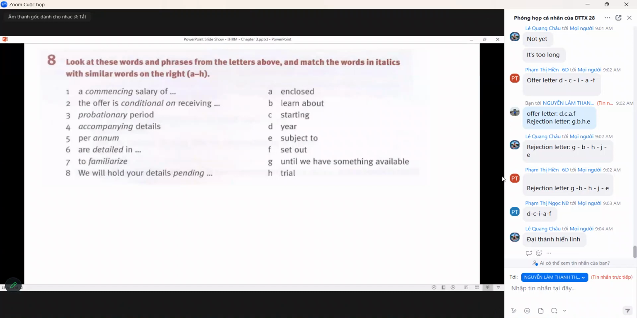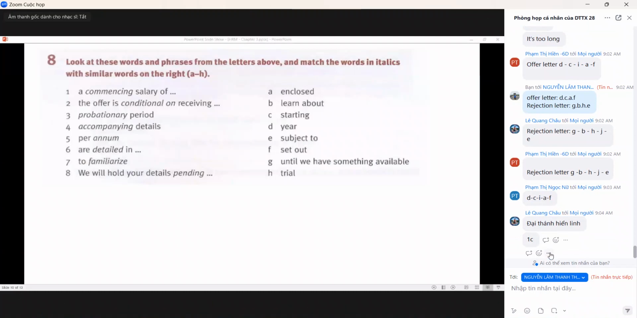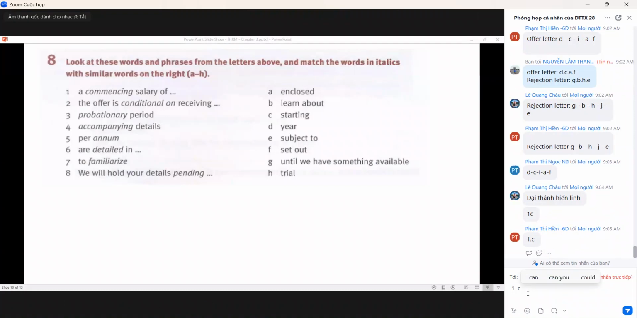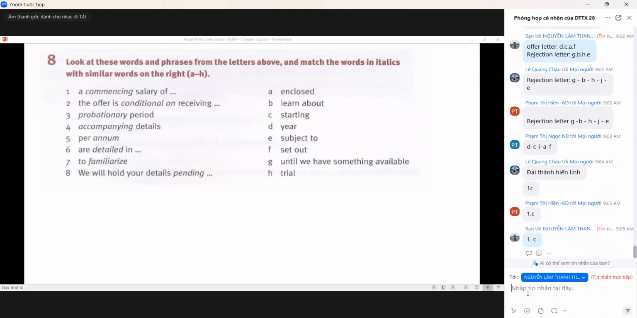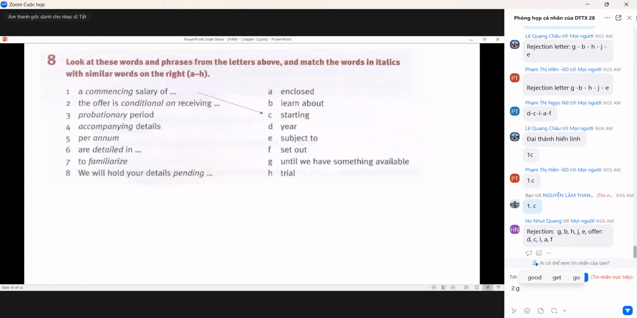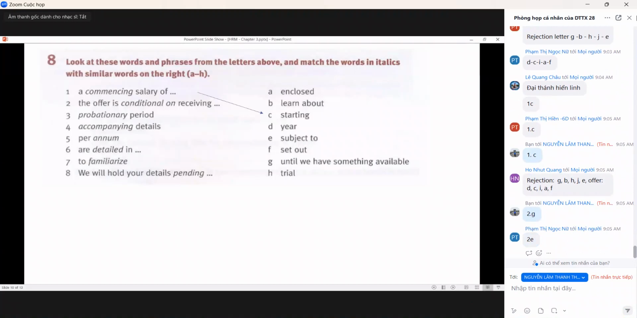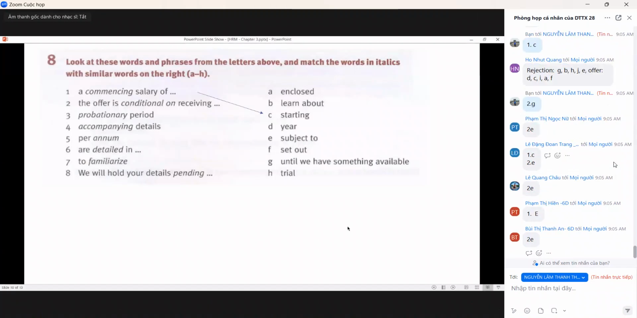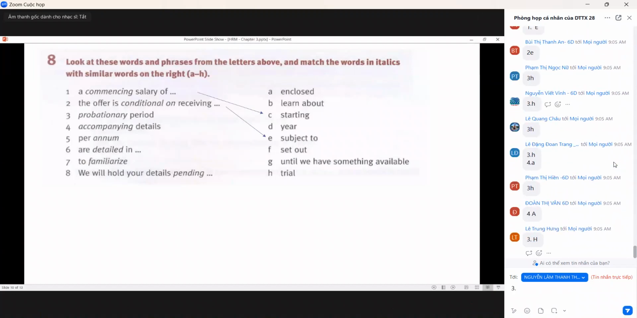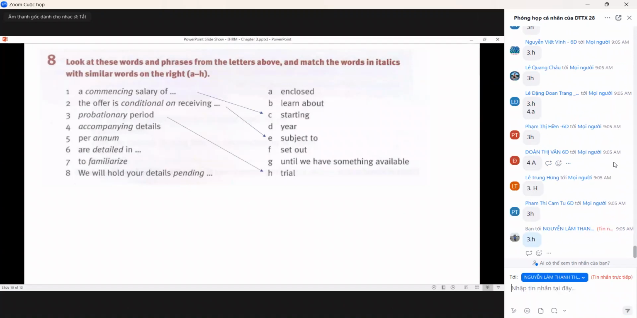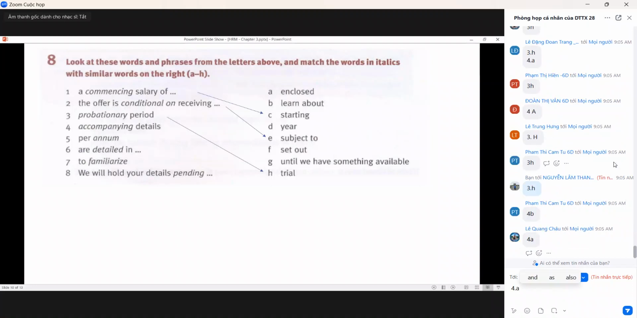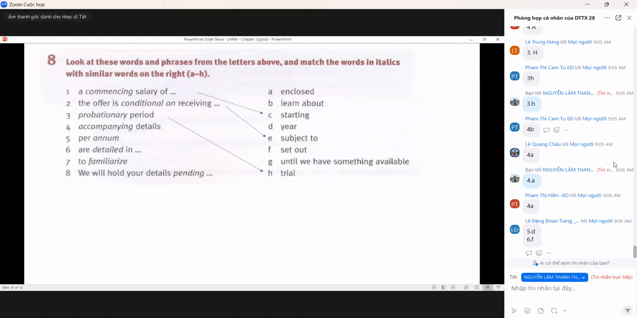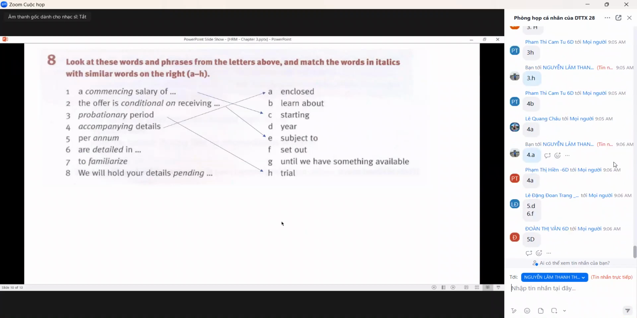A commencing salary of. Commencing. 1C. Yes, 1C. 2, the offer is conditional on receiving. So 2E. Yeah, subject to. Good. Number 3, probationary period. 3H. Yes, trial. Sure. Accompanying details. 4A, enclosed. Okay, thank you. 5, per annum. So easy.